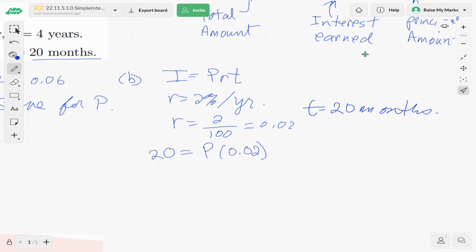But we need to write that in terms of years. So we're going to take the 20 months. How many months in a year? 12. Divide by 12, and that will give us a number of years. So we've got a common factor of 4 in 20 and 12, and we're left with 5 1/3 years. Plug that in for t. So that's our new t.